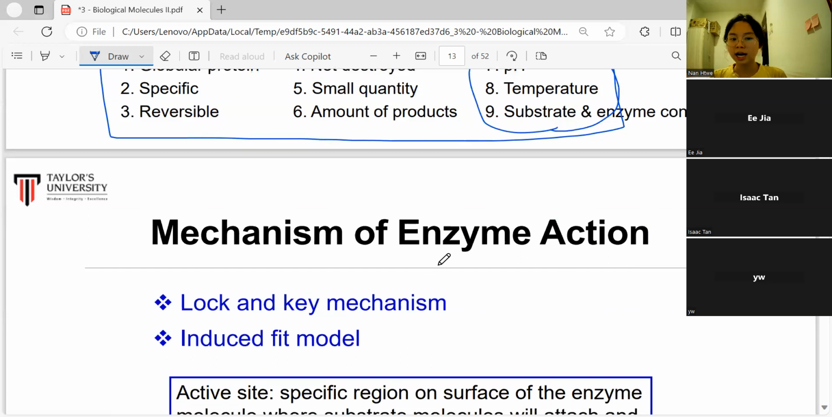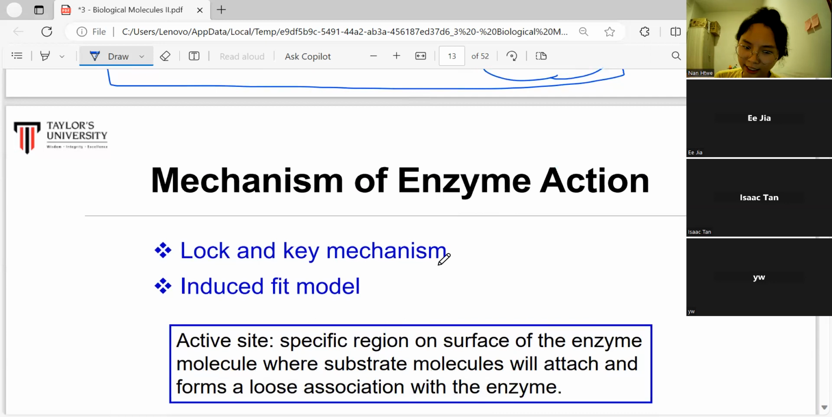And now I will go to Lock and Key mechanism and induced fit model. So just now I told you that the enzyme works like this. Enzyme will first bind to the substrate to form the enzyme substrate complex. And then this enzyme substrate complex will undergo the transition state. And during the transition state, the reactants will change. The bonds will be broken or formed. And then at the end, you will get the products. So this goes for both Lock and Key mechanisms. So they are quite similar.